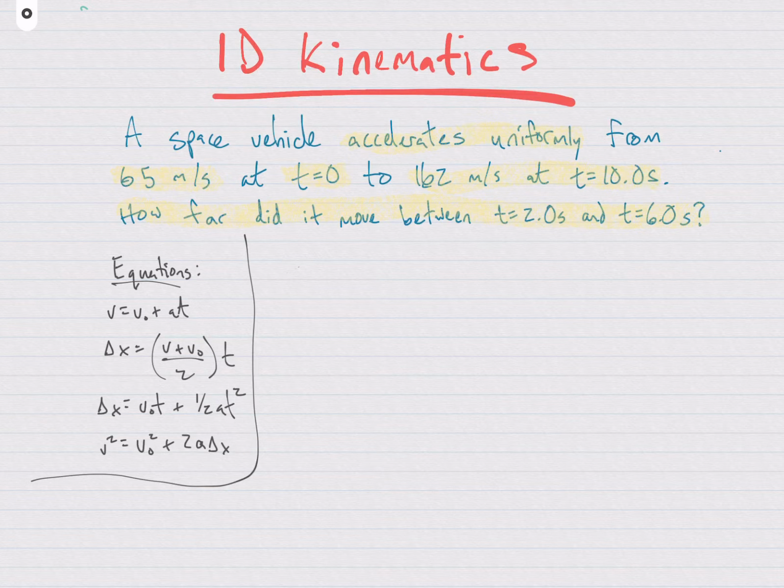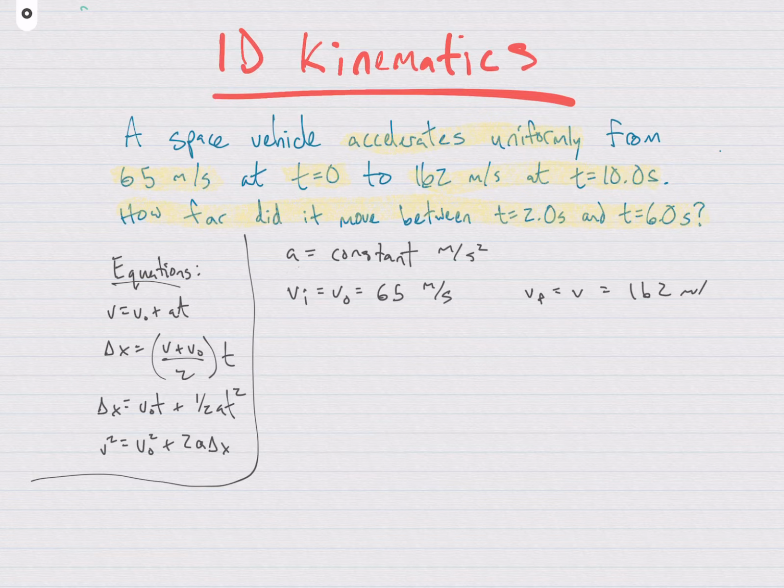For one, let's write down what I just stated. So a is going to be some constant number throughout the problem, in meters per second squared, which is the unit for acceleration. The initial velocity, which can be written in several ways, is 65 meters per second. And the final velocity, which also can be written in several ways, is equal to 162 meters per second. And we have from t equals 0 to t equals 10.